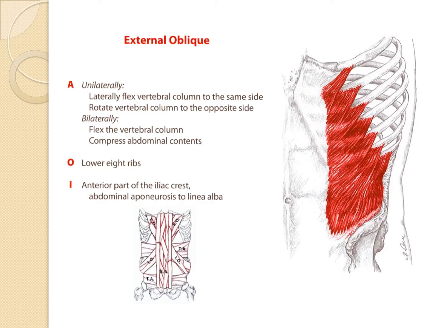The external oblique muscle assists in lateral flexion, rotation, and forward flexion of the vertebral column, and also assists in compressing the abdomen. This muscle originates on the lower 8 ribs and inserts on the abdominal aponeurosis, which is a thin sheet-like tendon in the center of the abdomen.